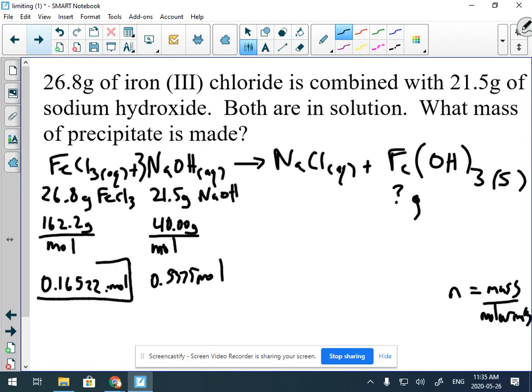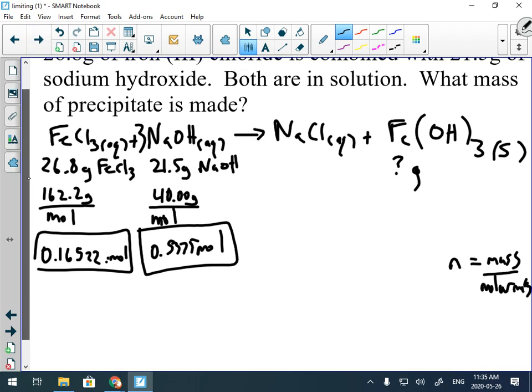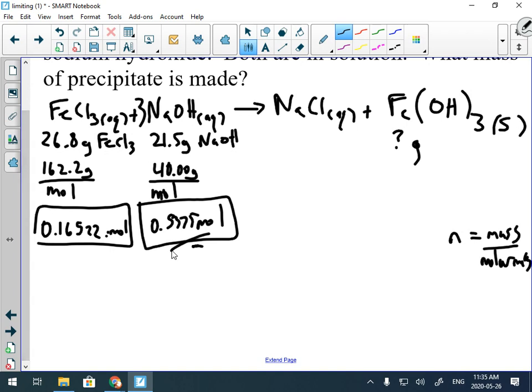Okay, now I have to compare these fairly, right? These are my 2 moles. I have to compare these fairly. How do I compare them fairly? I divide by the coefficient. So I'm going to divide this one by 3, and I'm going to divide this one by 1, because this is balanced for 1, and that's balanced for 3. So that's going to be the same number, right?